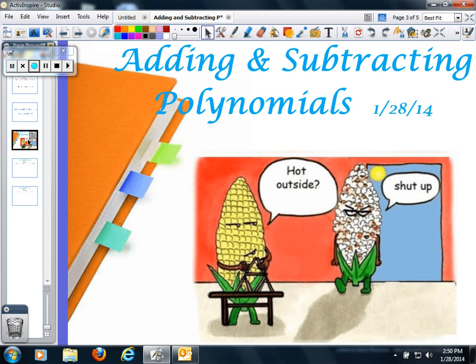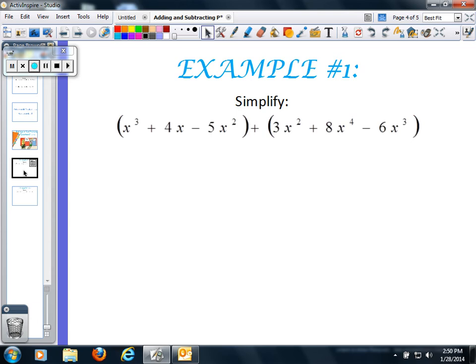Alright, this is going to take some of the stuff that we've been working with, those exponent properties, that kind of stuff, and now we're going to actually put them into play so that we can simplify using addition and subtraction. So the very first thing, we have the polynomial x to the third plus 4x minus 5x squared plus 3x squared plus 8x to the fourth minus 6x to the third.